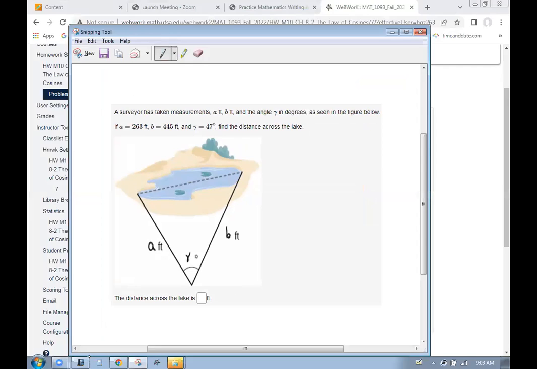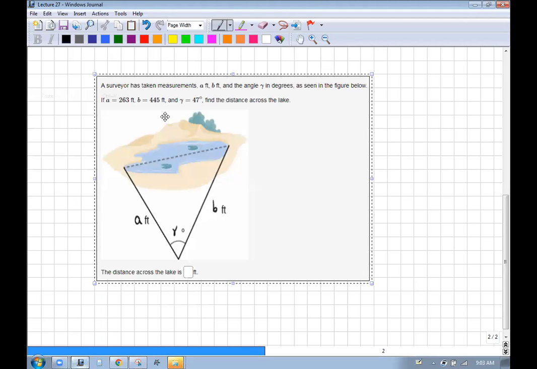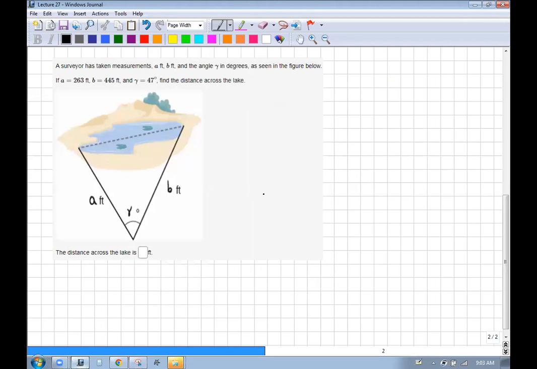Number 7 here. 4 decimal places. Surveyor gives you A, B, and an angle. Find the distance across the lake. We need to find C. We have A, we have B, we have gamma. Well, if we have these, we can figure that out with the law of cosines. C squared equals A squared plus B squared minus 2AB cosine gamma.